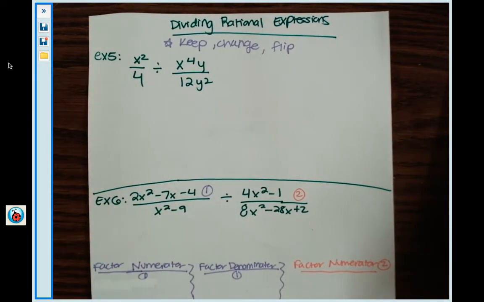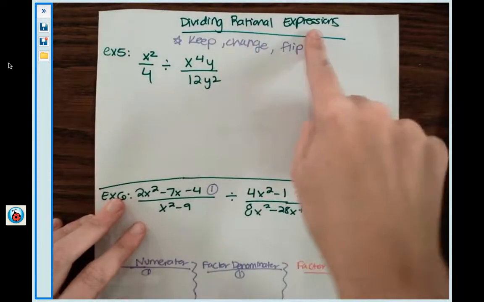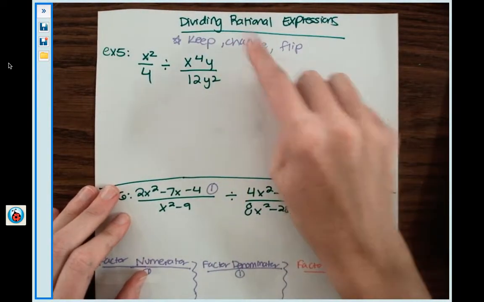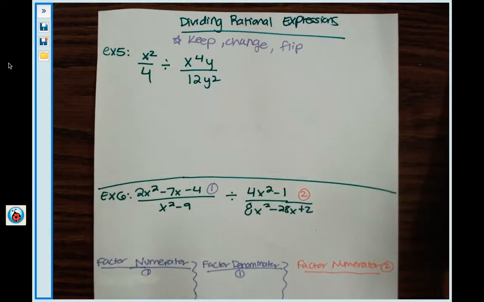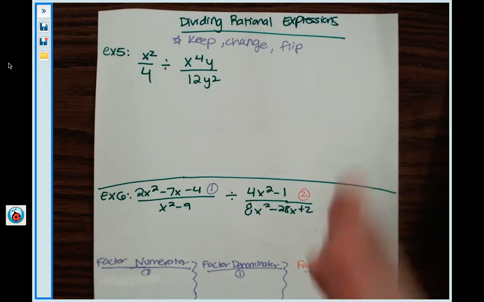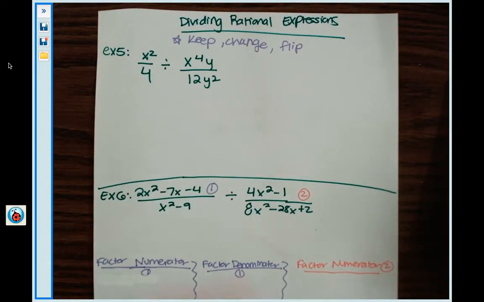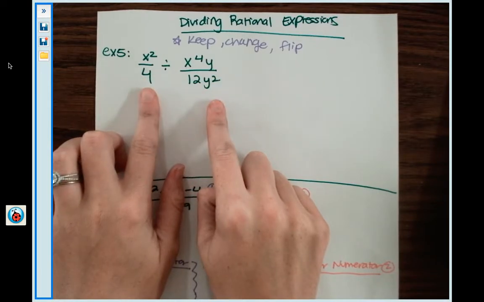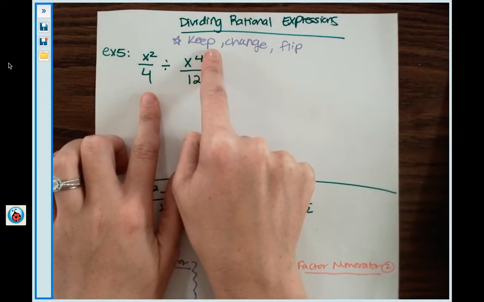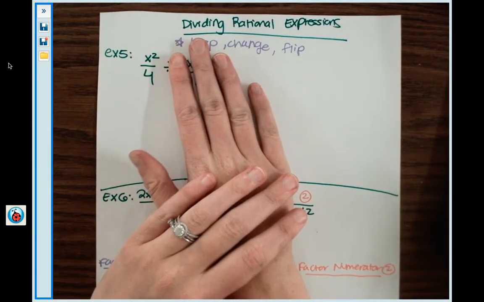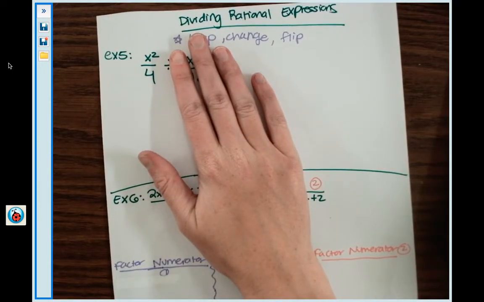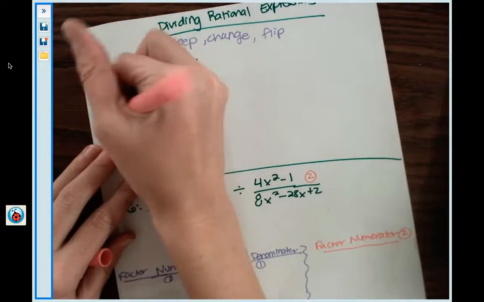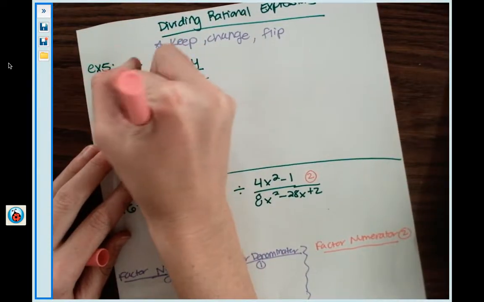So let's see how to divide with rational expressions, in which the process we're going to use is keep, change, flip. That's kind of what I use when I learn how to divide with two fractions. So keep, change, flip will help us to divide these two wonderful fractions. What I mean by keep is we keep the first fraction the same. We are not going to touch the first fraction. So I'm just going to write my first fraction again. It's just x squared over 4.